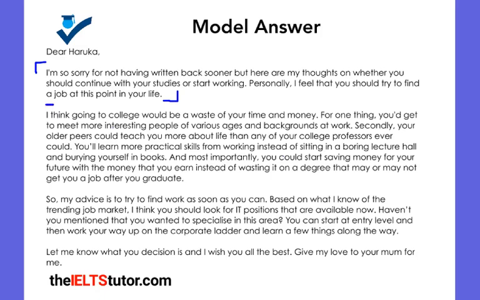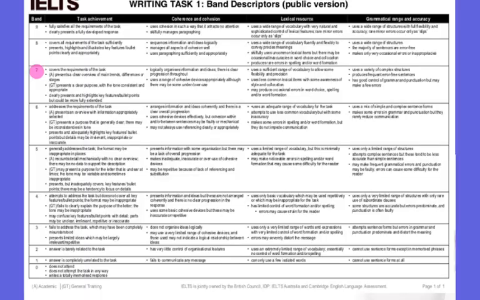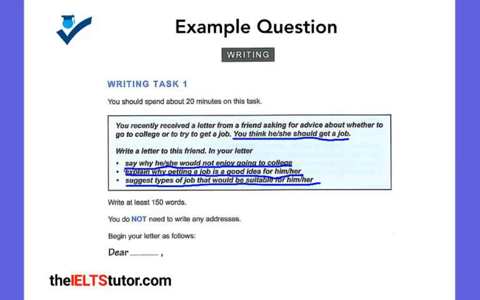That is a combination of the second and the third bullet point. So if you take a look back at the question here, say why, a combination of the first and second bullet points. Say why he or she would not enjoy going to college, and explain why getting a job is a good idea for him or her. So it's a combination of the two.